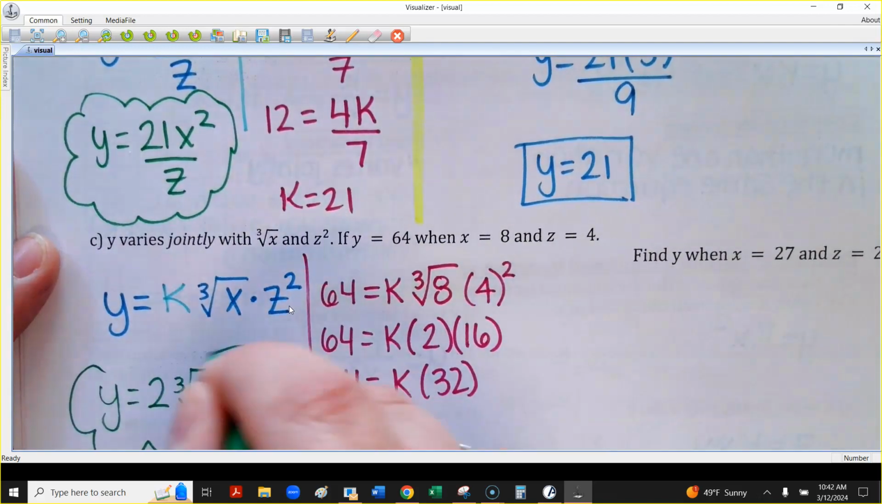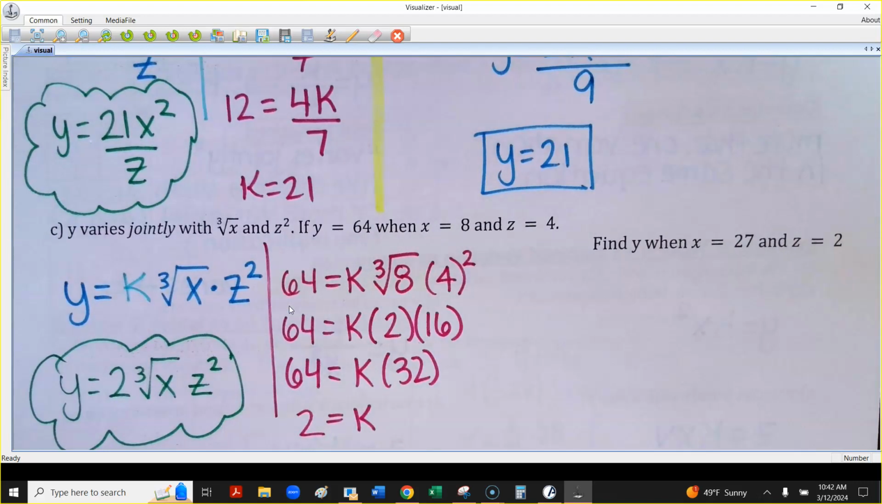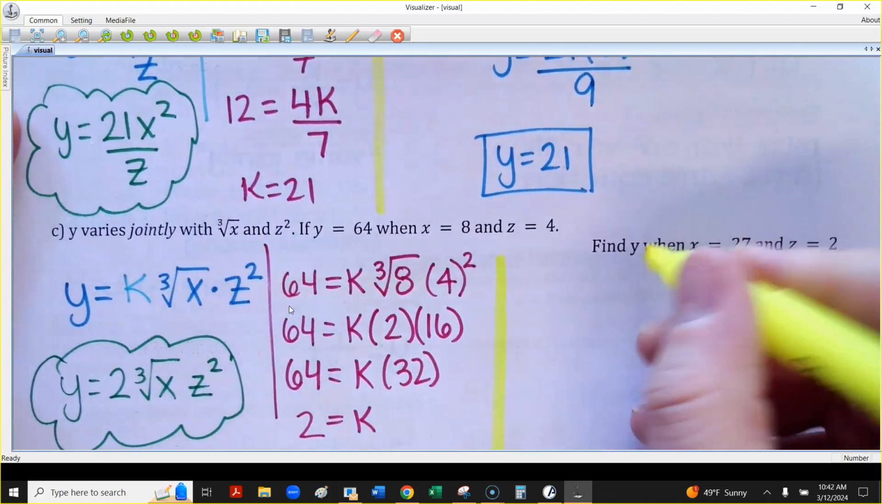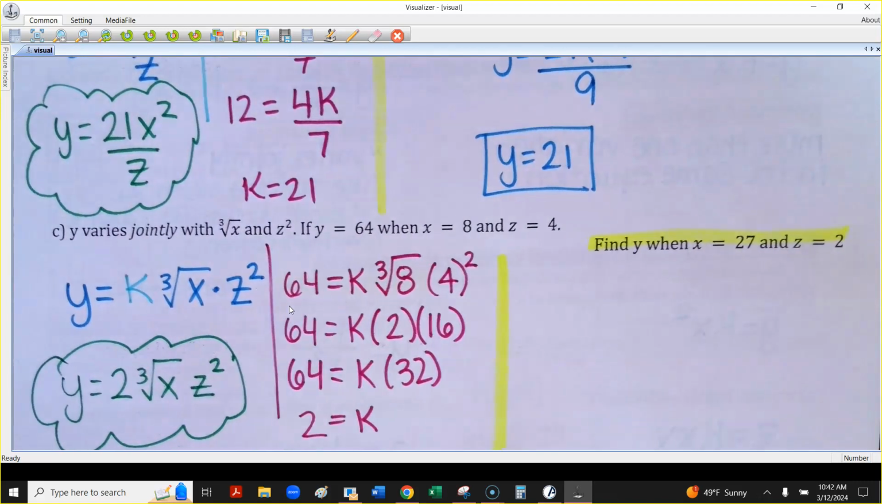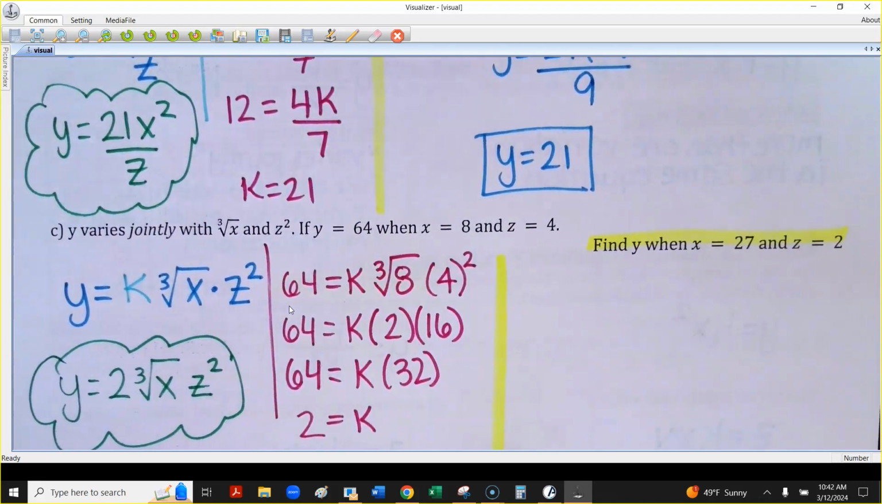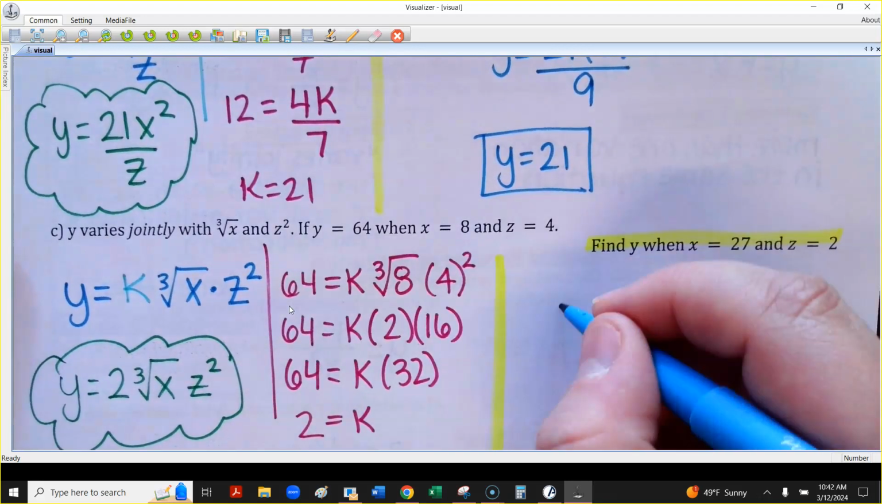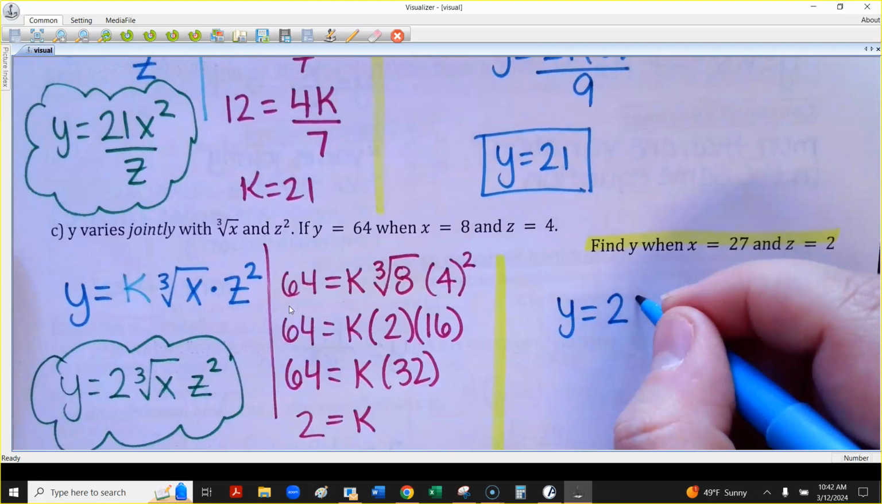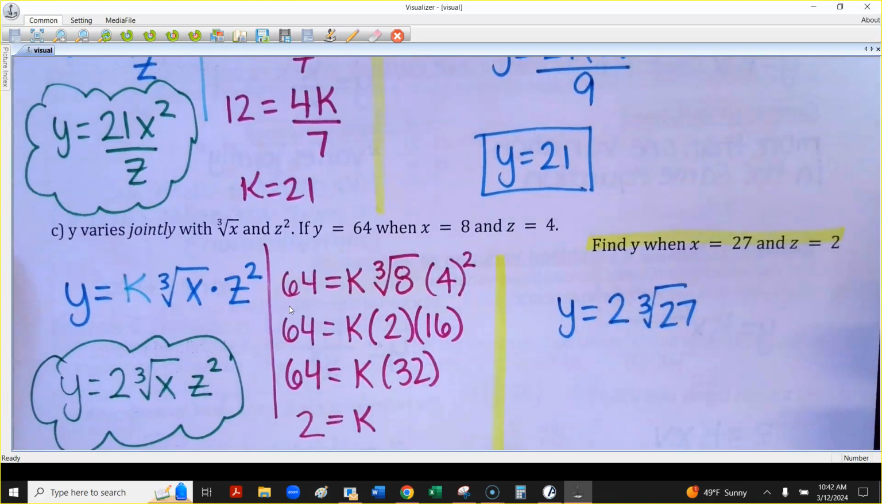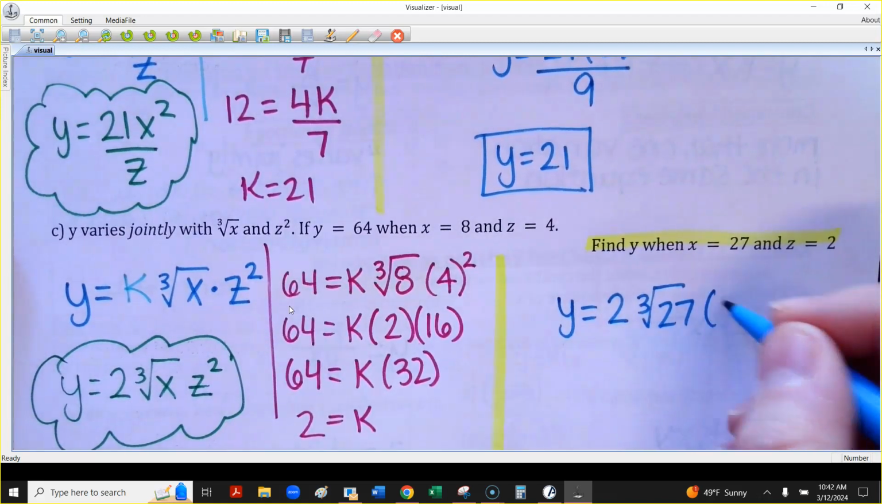Now here's my secondary question over here to the side. They always ask an application of what you just did. It says find y when x is 27 and z is 2. So we're just going to plug stuff in. I do know the k is 2. We're going to do cube root of 27. And z we're supposed to square, so it'd be 2 squared.